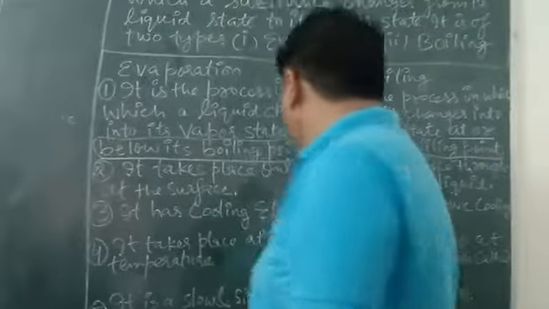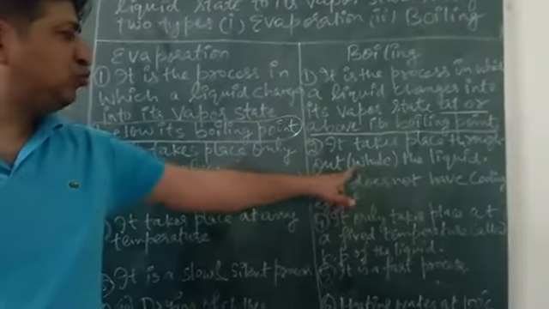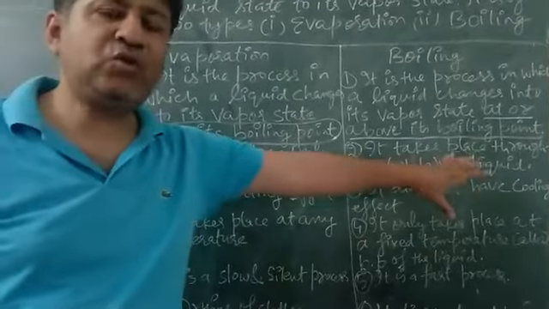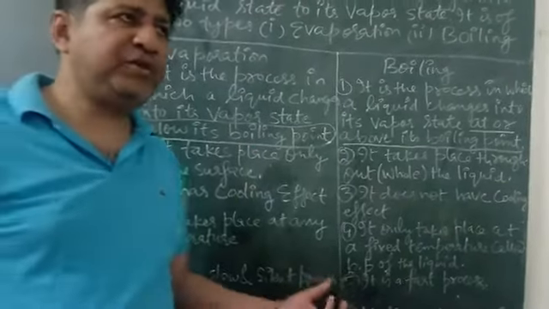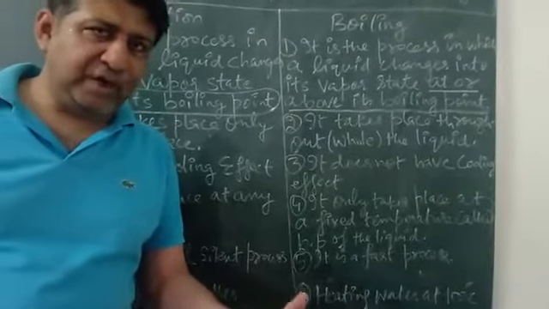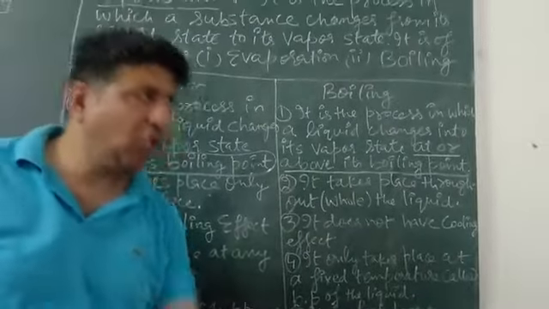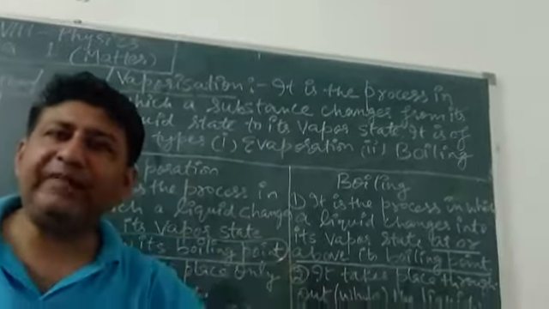However, if we talk about boiling, it takes place throughout the whole liquid. So whenever we take water at 100 degrees Celsius, whenever the water is boiled at 100 degrees Celsius, the whole water would get converted into vapor. There would be nothing left.